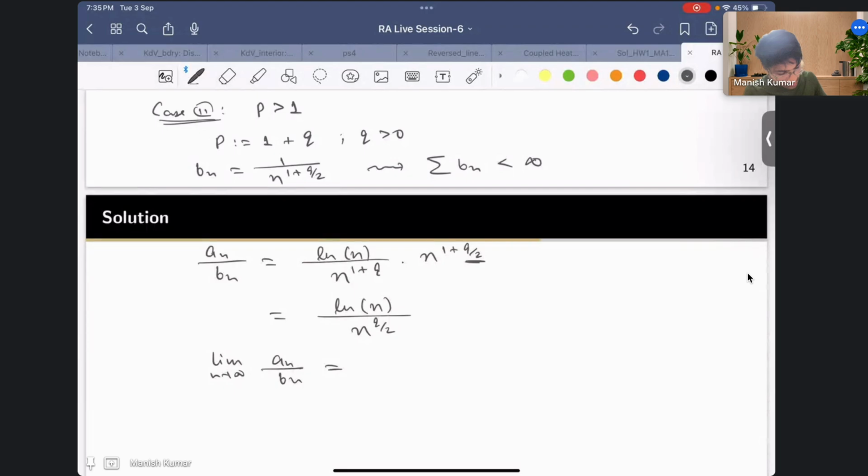So see, the growth of log n is very small. You can bound it by any polynomial growth of n. Why? You can see this by an example.